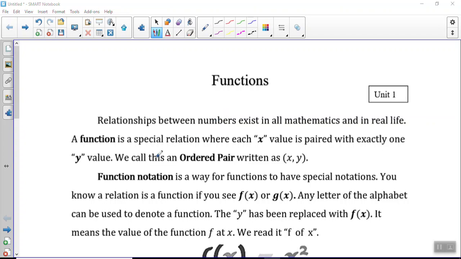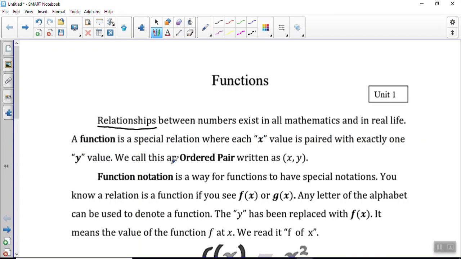Okay, so looking at this first sentence here, it says relationships between numbers exist in all mathematics and in real life. So when we're talking about relationships, we're talking about how two or more things interact with each other. Okay, so in math, for functions, a function is a special relation where each x value is paired with exactly one y value.